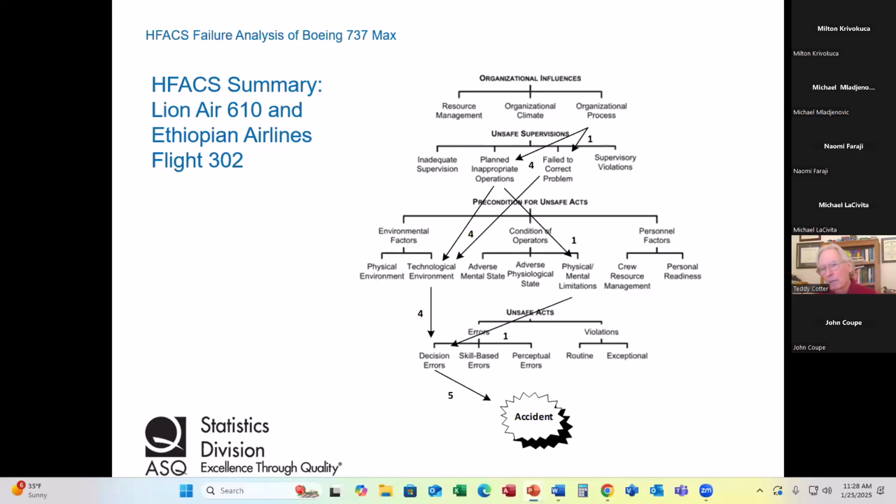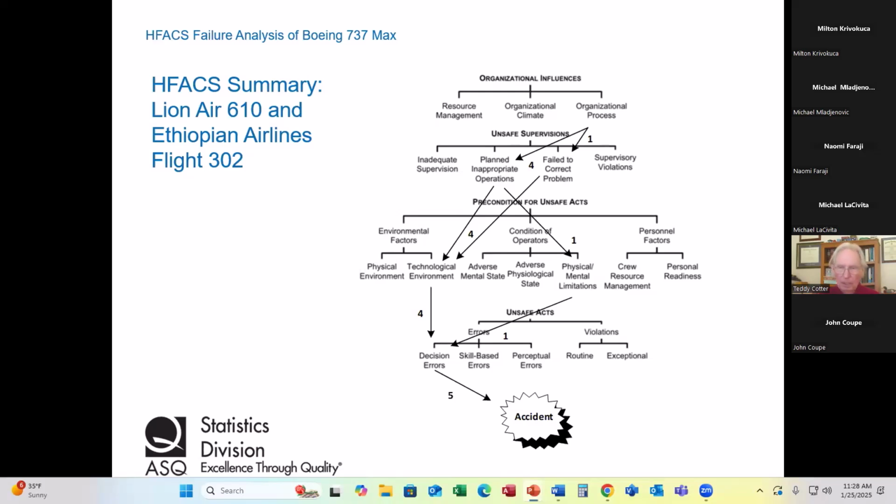And this, by the way, with the hundreds of classifications that my doctoral student did in 2014, we just used the frequency counts as the strength of indication. And then finally, the technological environment and the physical mental limitations all fed into decision errors. And those decision errors resulted in the accident.